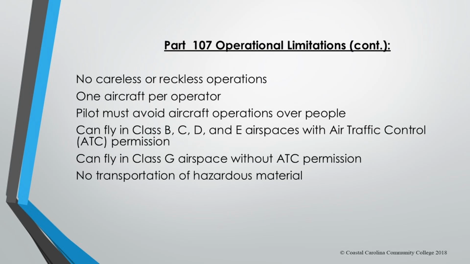What can't you do? You cannot operate a drone in a careless and reckless manner. Only one aircraft per operator. Pilot must avoid aircraft operations over people unless they meet certain requirements. You can fly in Class B, C, D, E airspaces with air traffic control ATC permission. You can fly in Class G airspace without ATC permission.